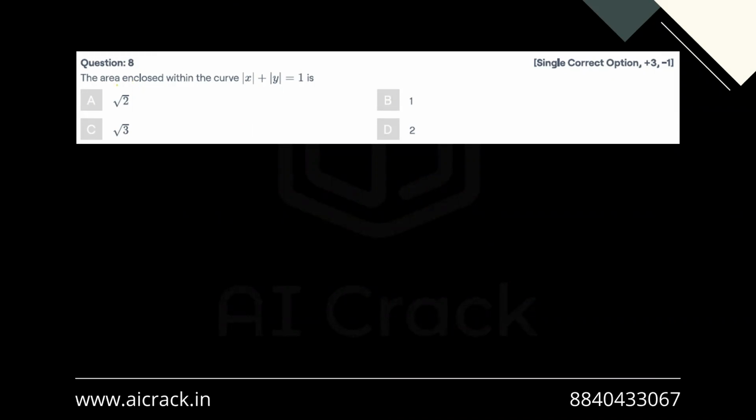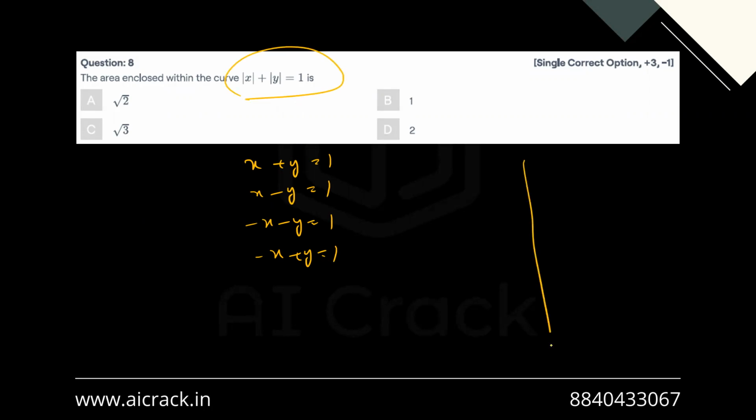Now let's look at question number 8. The area enclosed within the curve mod x plus mod y equals 1. So we'll have to take multiple cases over here. So we'll open x with plus minus and y with plus minus. So x plus y equals 1, x minus y equals 1, minus x minus y equals 1, and minus x plus y equals 1. So these are the 4 equations which are possible with this format, right?